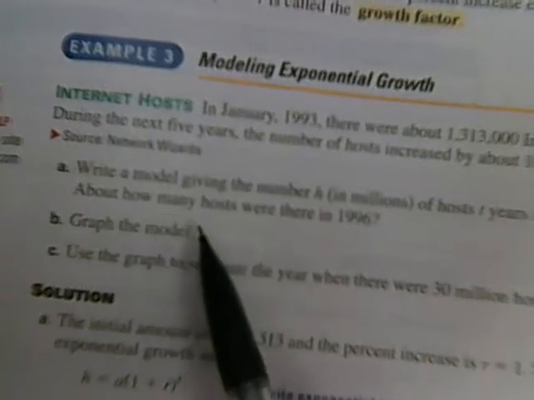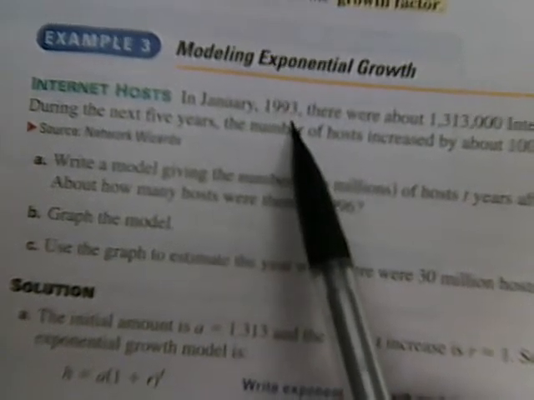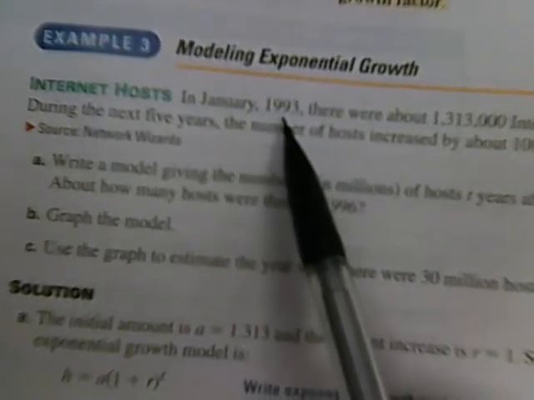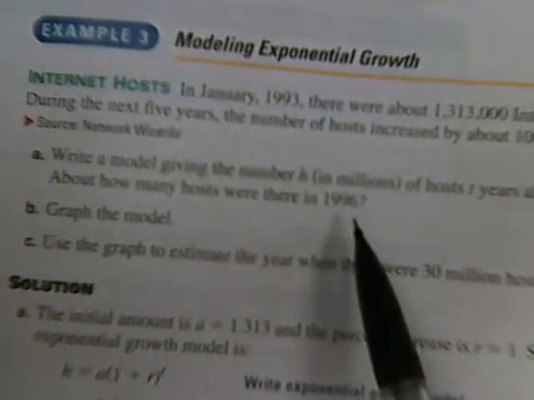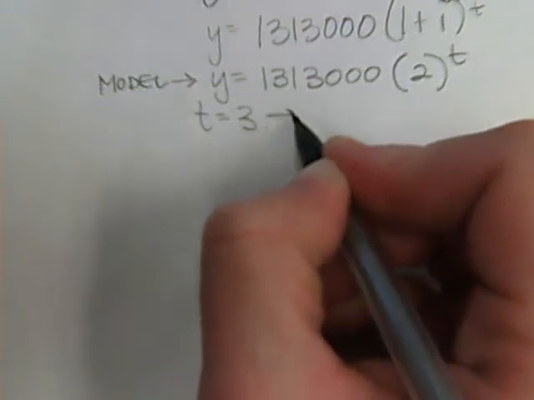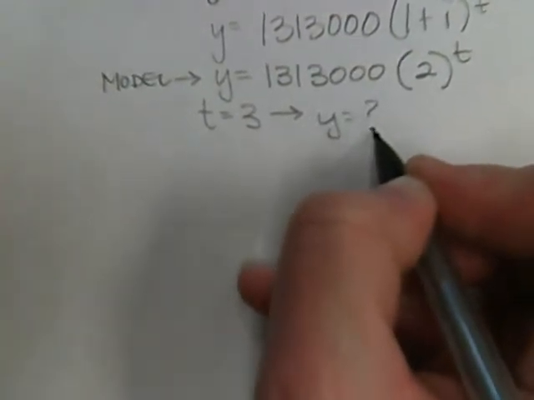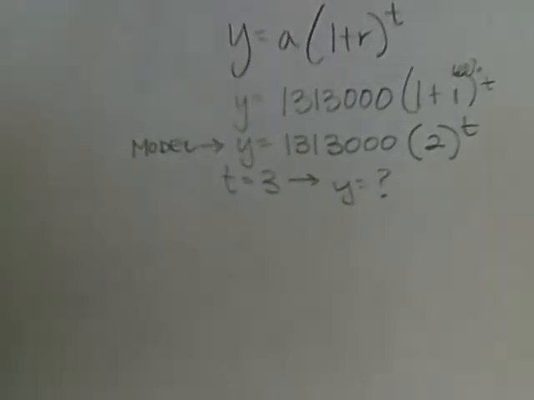Now, if we look back at the problem, it says about how many hosts were there in 1996. Well, the study started in 1993. So how many years has passed? 3 years. Years is t. So they want to know when t equals 3, what's y? Well, I could work this out by hand, or I could use my graphing calculator.